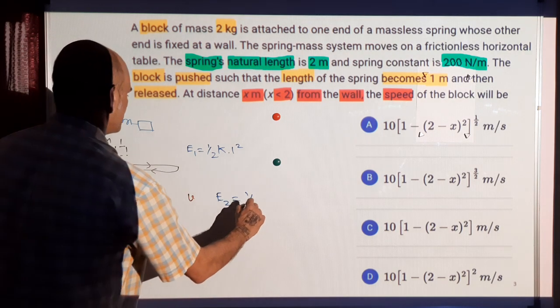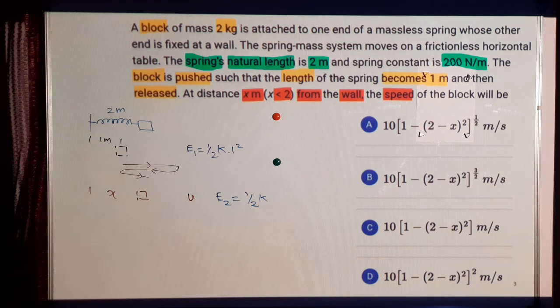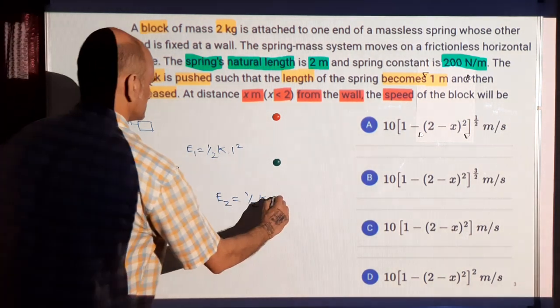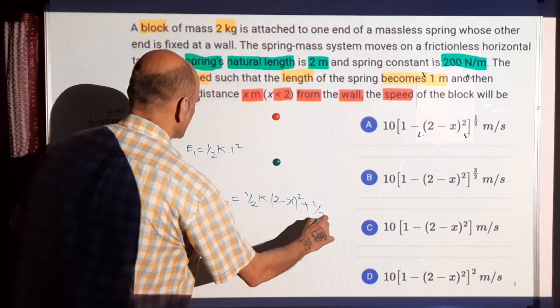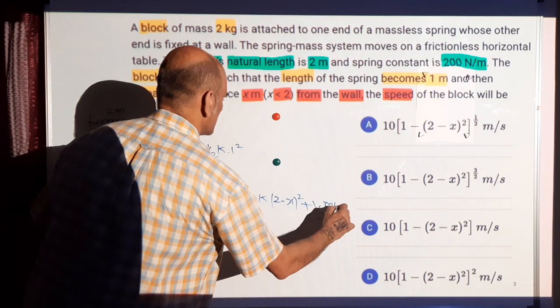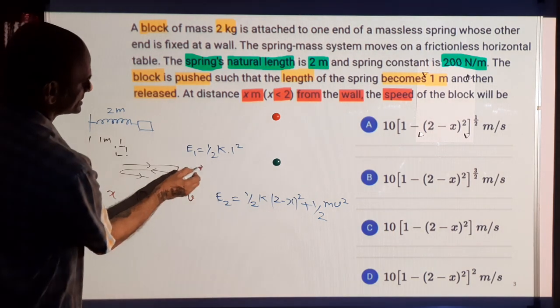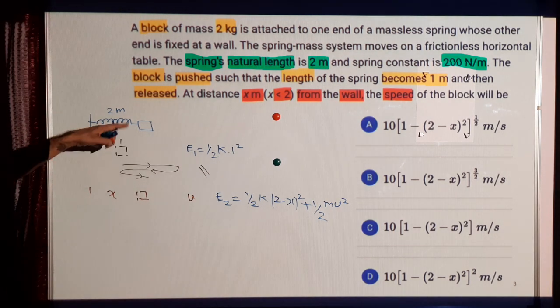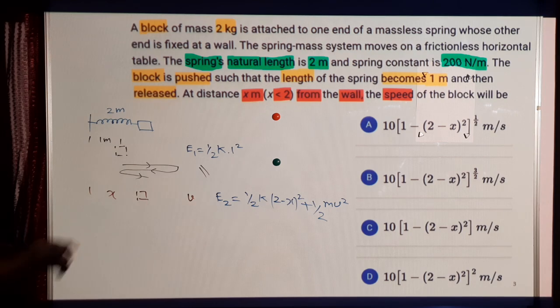In state 2, the energy is half k times the compression. Compression is from 2 it has become x, and x is less than 2, so the compression is 2 minus x, squared. Plus we'll have some kinetic energy in this mass m. And these two are equal because energy is conserved. It's a frictionless table, so there is no dissipation. So energy is the same in state 1 and state 2.